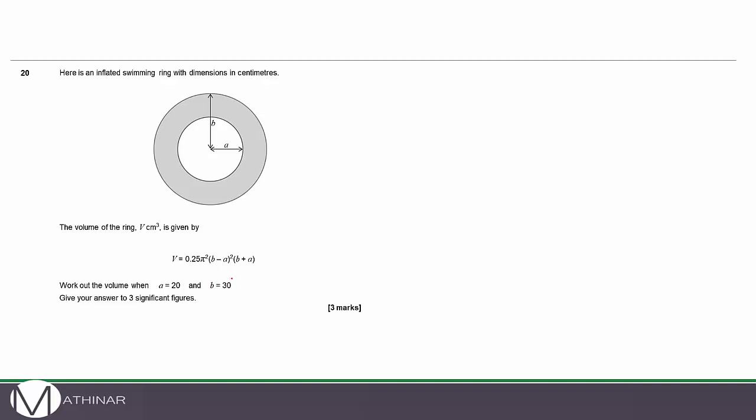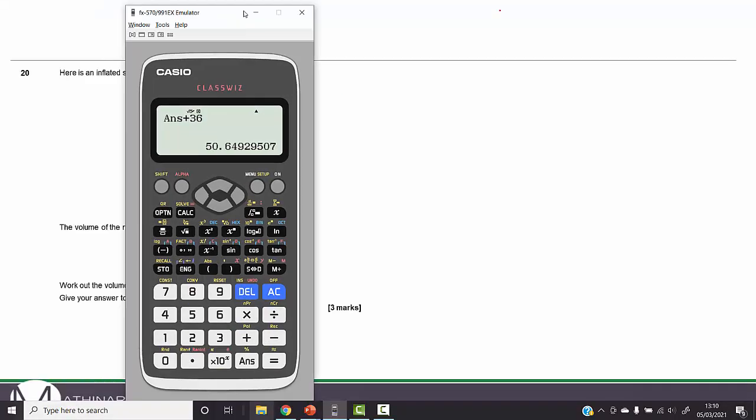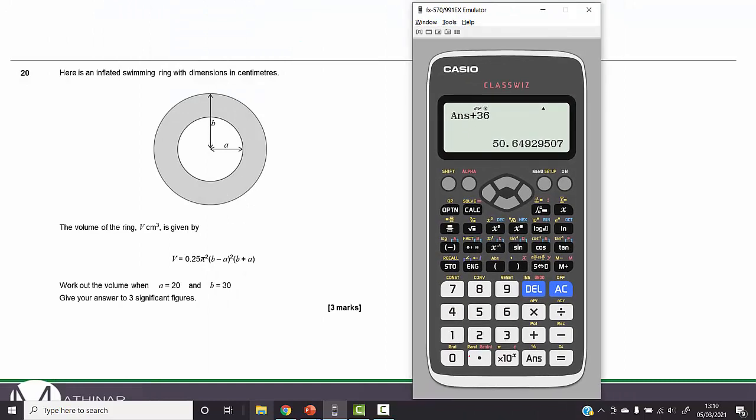So all this question is asking you to do is substitute in A is 20 and B is 30 into this formula. So we can just go straight into our calculator and do this. Okay, and we should be able to just type the whole thing in. So 0.25 times pi squared. Then we've got brackets B minus A. So B is 30 and A is 20. So it's 30 minus 20. Close bracket. And then that is squared.